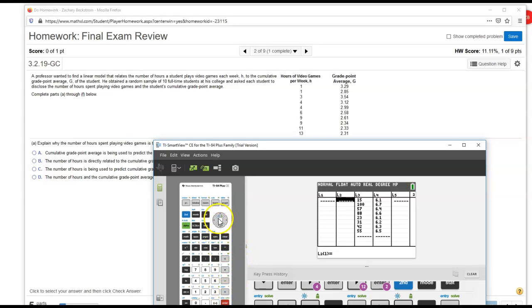Clear, Enter. And in L1, we're going to put the hours of video games per week. That's going to be our independent variable. And we'll explain that in just a moment. 4, 6, 9, 9, 11, 13. And for my dependent variable, I'm going to use the grade point averages. 3.29, 3.85, 3.54, 3.12, 3.58.